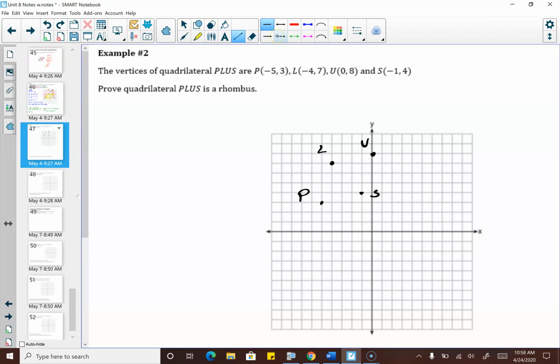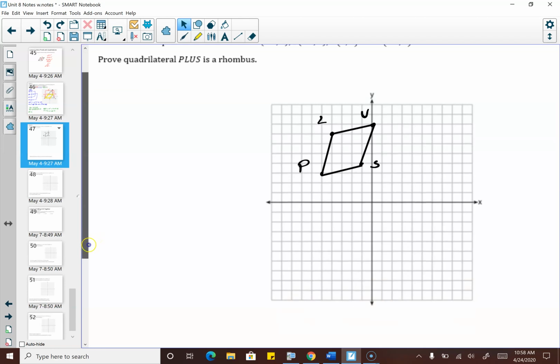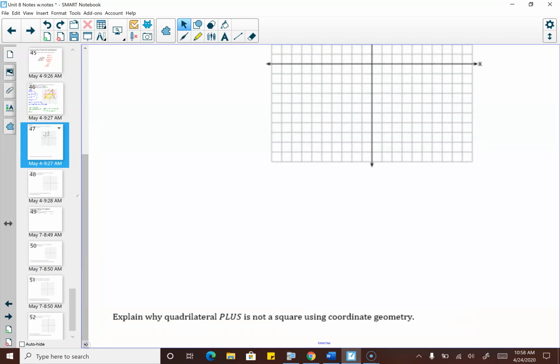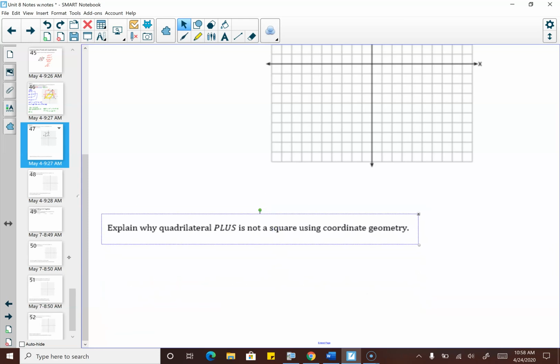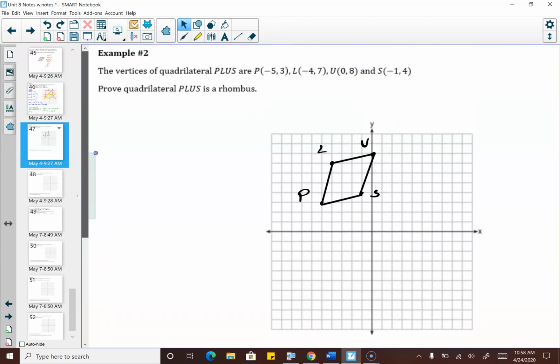All right, so just by looking at this it definitely looks like a rhombus, but we want to make sure that we prove it correctly using our coordinate geometry. Now, if you notice, there is a follow-up question on the bottom here. Explain why quadrilateral PLUS is not a square using coordinate geometry. And actually, I'm going to slide this up. I don't know why this is so far down here. So, we'll get to that in a couple minutes after we finish this.